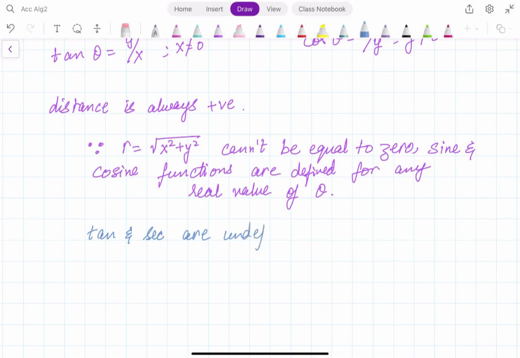Tangent and secant are undefined when x is equal to 0, and on the other hand, we can say cot and cosecant are undefined when y is equal to 0.